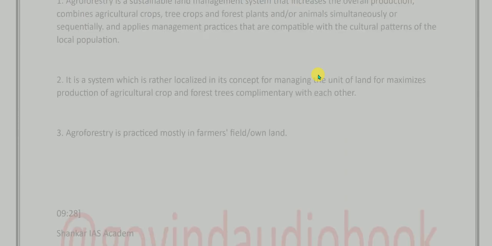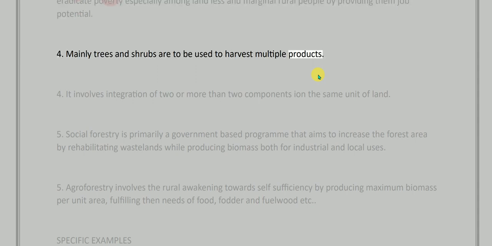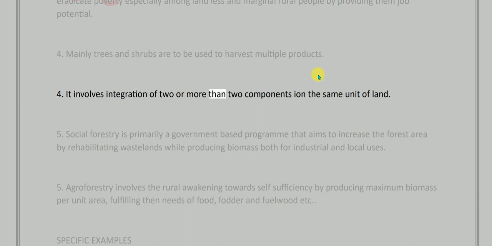Agroforestry: 1. Agroforestry is a sustainable land management system that increases the overall production, combines agricultural crops, tree crops and forest plants and/or animals simultaneously or sequentially, and applies management practices that are compatible with the cultural patterns of the local population. 2. It is a system which is rather localized in its concept for managing the unit of land for maximizing production of agricultural crops and forest trees complementary with each other. 3. Agroforestry is practiced mostly in farmers' field-owned land. Its aim is to eradicate poverty, especially among landless and marginal rural people, by providing them job potential. 4. Mainly trees and shrubs are used to harvest multiple products. 4. It involves integration of two or more components on the same unit of land.